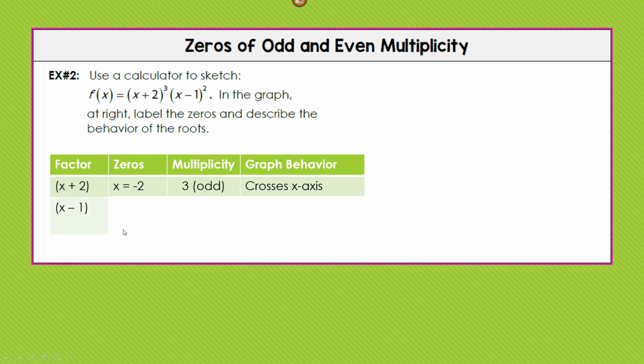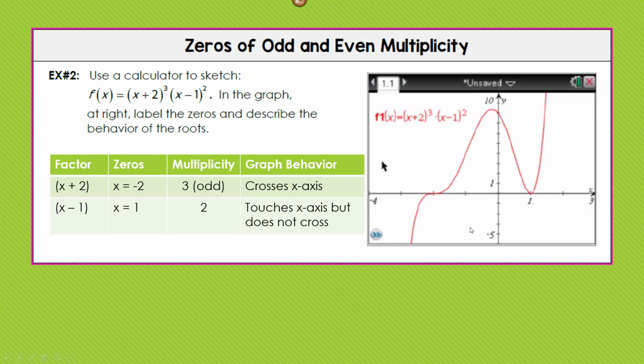Versus here we had a factor of x minus 1, which corresponds to a 0 of x equals 1. We see that it has a multiplicity of 2, which is even. And so it's going to touch the x-axis, but not cross at 1, 0. I believe you have this graph in your notes already.